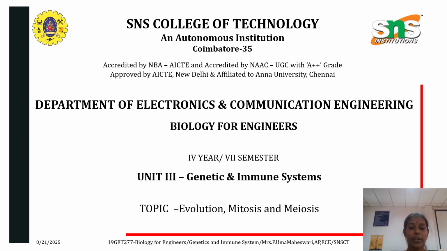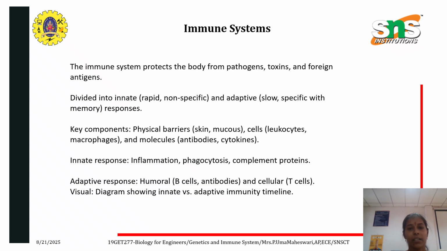Here we are going to discuss the topic of evolution, mitosis and then meiosis, which comes under the unit of genetics and immune system in the subject of Biology for Engineers. Here the immune system protects the body from toxins and foreign agents. It has been divided into subtitles like rapid and non-specific, and adaptive, which is very slow and specific in its responses.